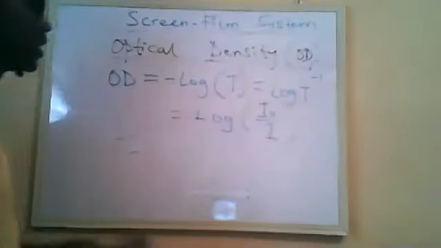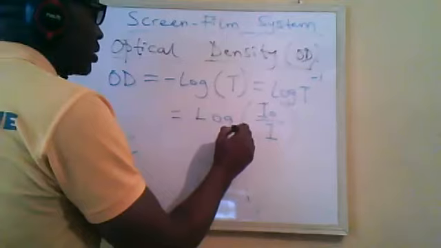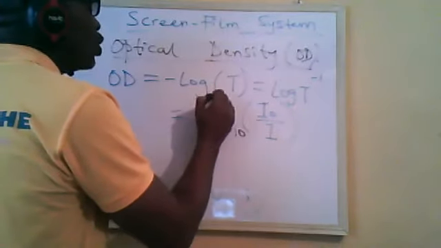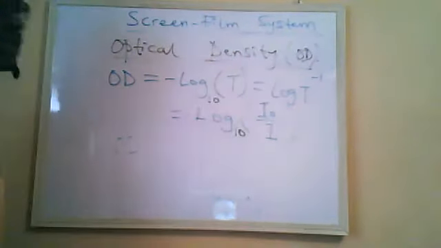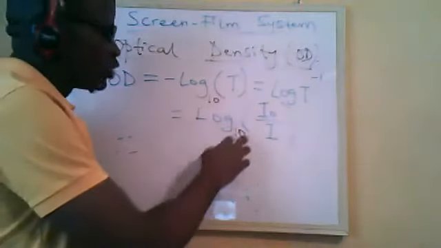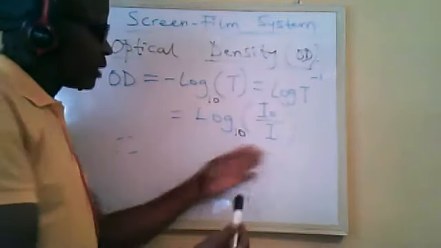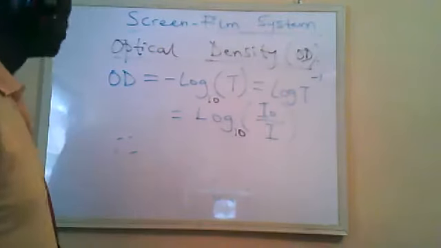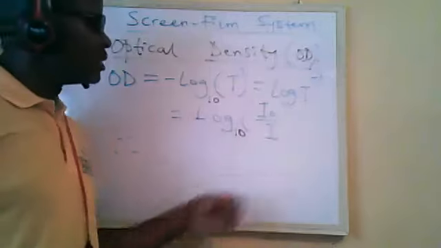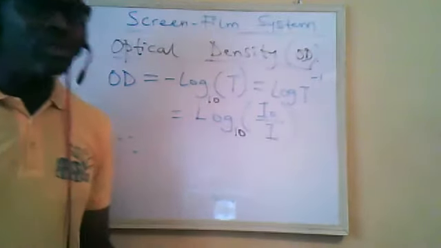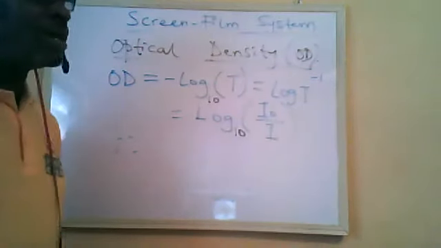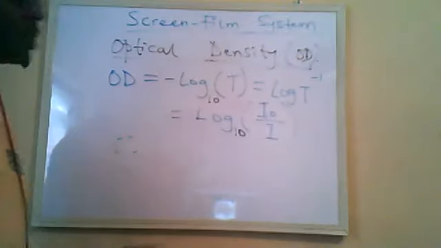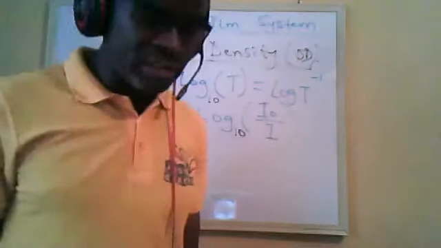Again, it is not the natural logarithm, sorry, it is the common logarithm. You have the natural logarithm, like to base e, but this time around it is to base 10, which is the common logarithm. So optical density is this, and that is what the densitometer helps us to calculate whenever we want the optical density of any film.